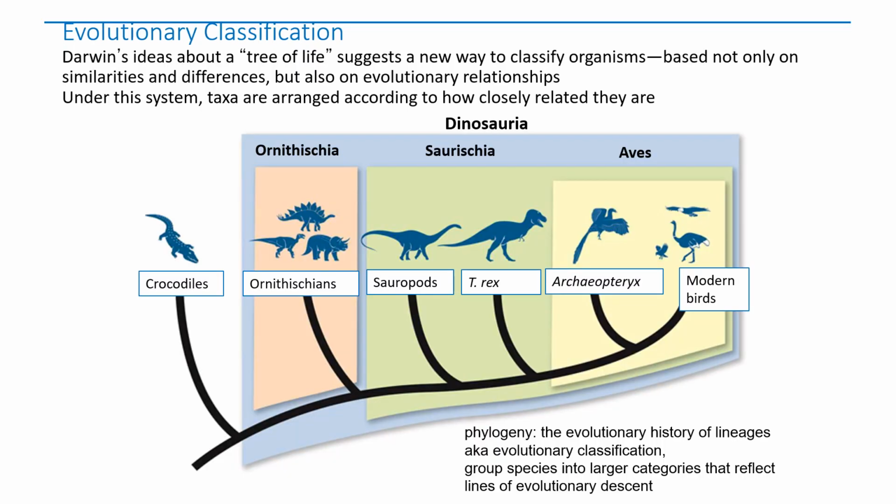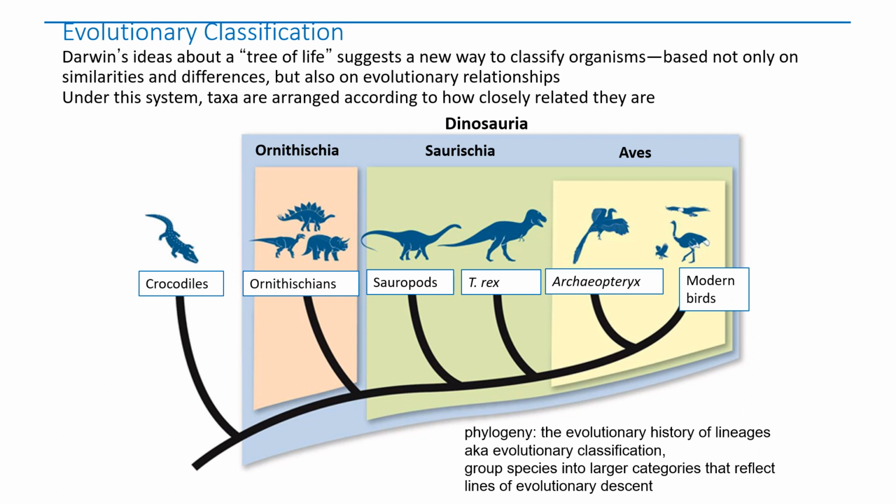So first we're going to take a look at evolutionary classification, and this is Darwin's idea, going back to that single tree of life, suggesting a new way to classify organisms that is not just based on their similarities and differences, but also their evolutionary relationships as well. And using this system, then the taxa will be grouped according to how closely related they are. So this is just kind of looking at dinosaurs and the different taxa that are part of them.